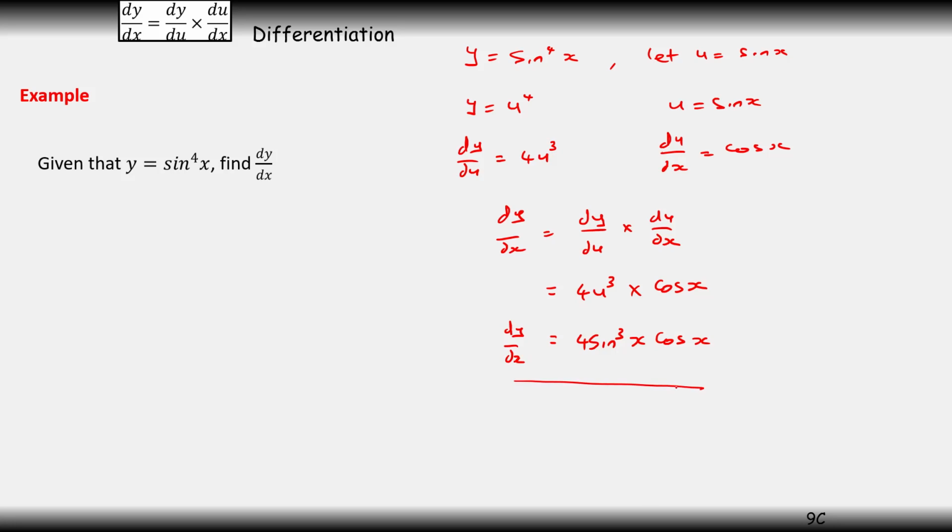Okay. Hit pause, write the example down. When you're ready, hit play again, and we'll look at another example.